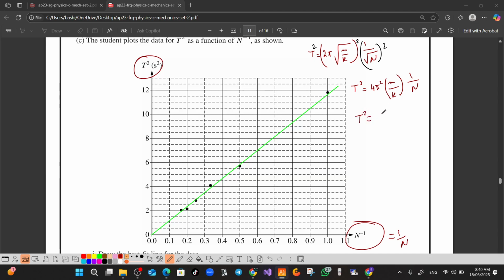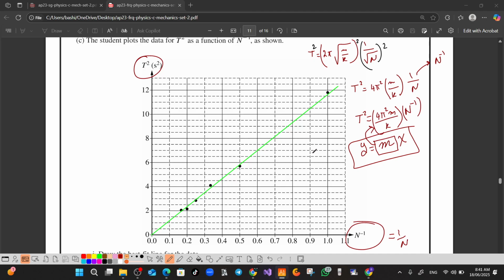So let me write it again: 4 pi squared multiplied by m over k, all multiplied by 1 over n, which is just n minus 1. Now, this equation is similar to the linear equation that says y is equal to the slope multiplied by x, where the b here is equal to 0. So we can say that the slope is just 4 pi squared m over k.